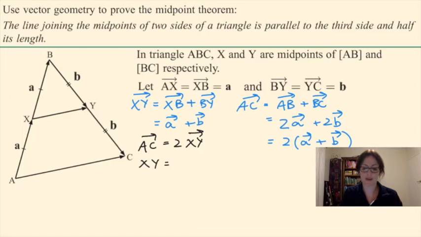I'll write that out. So we have AC is equal to 2 lots of vector XY, or writing that with XY as the subject, 1/2 of AC. You can't divide by 2, remember, you can multiply by a scalar. So that's the part that we needed to prove.